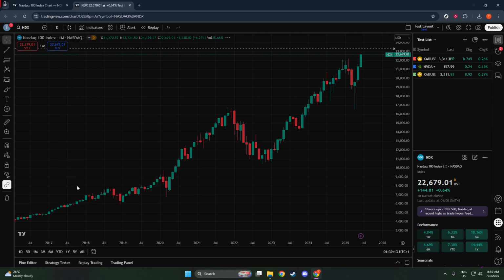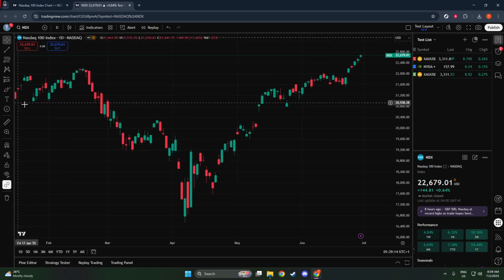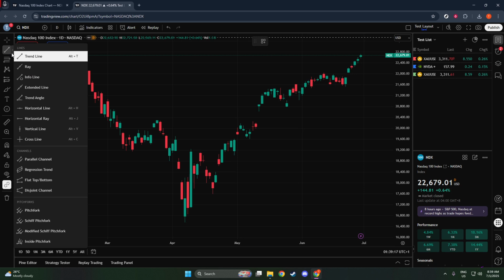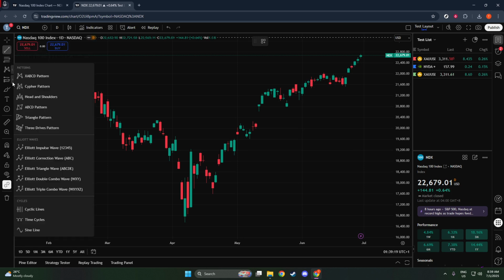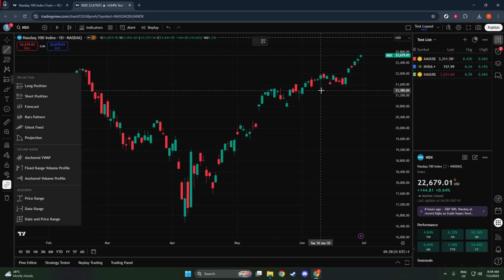The left panel is where you'll find a variety of drawing and annotation tools. Trend lines, Fibonacci retracements, text, arrows, and shapes are all here. These tools are essential for marking up your charts as you analyze market movements.